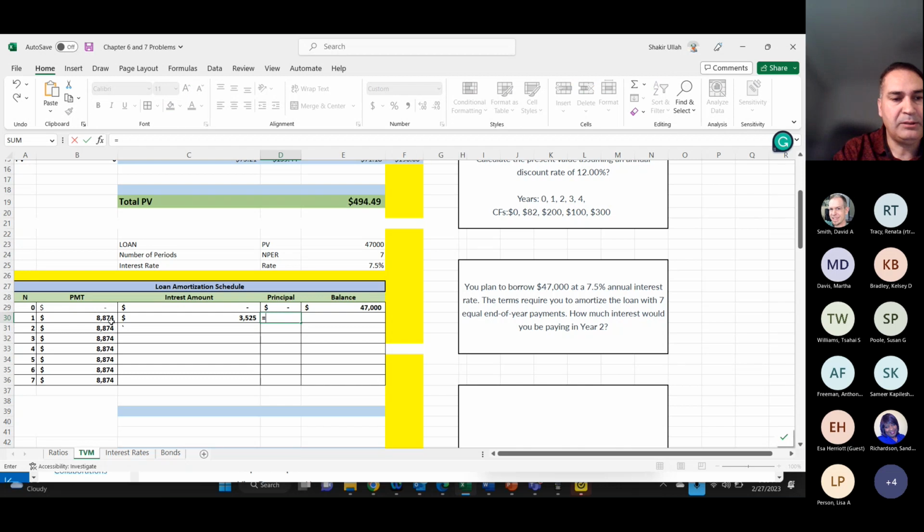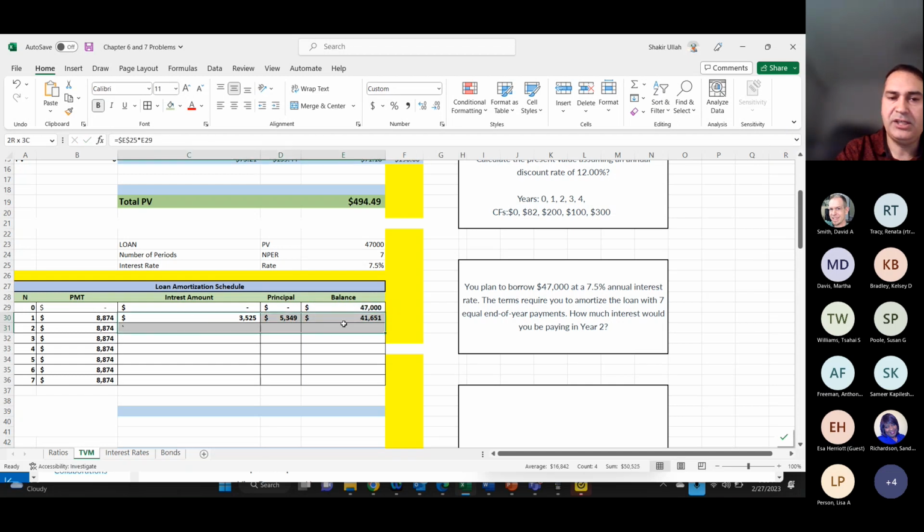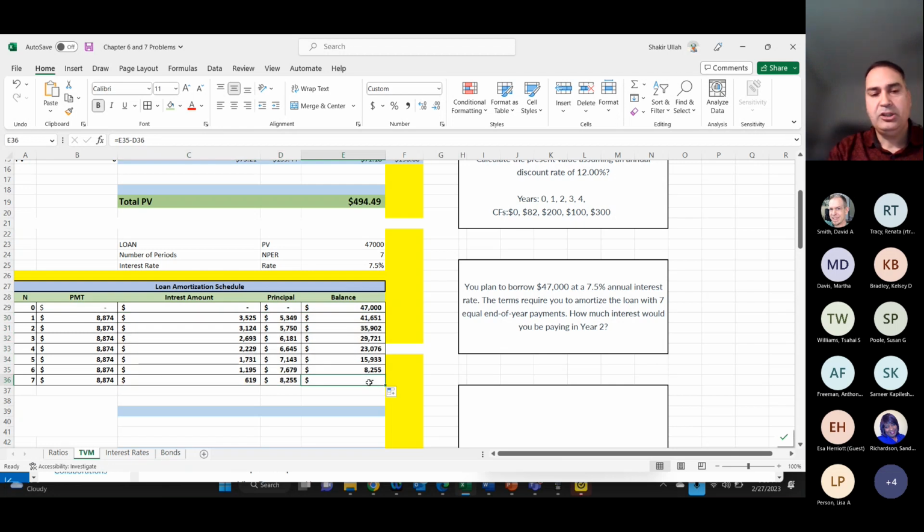How much will be my principal amount? That would be equal to my total payment minus the interest payment, right? And that is how much goes towards the principal. What would be my remaining balance? My remaining balance would be equal to my previous balance minus the money that I paid towards the principal. So that would be the remaining balance. Now, if you select these 3 rows and then drag it down right here, you have the complete table. Right here, you've got a 0. Okay. So that means by year 7, you have paid off everything.